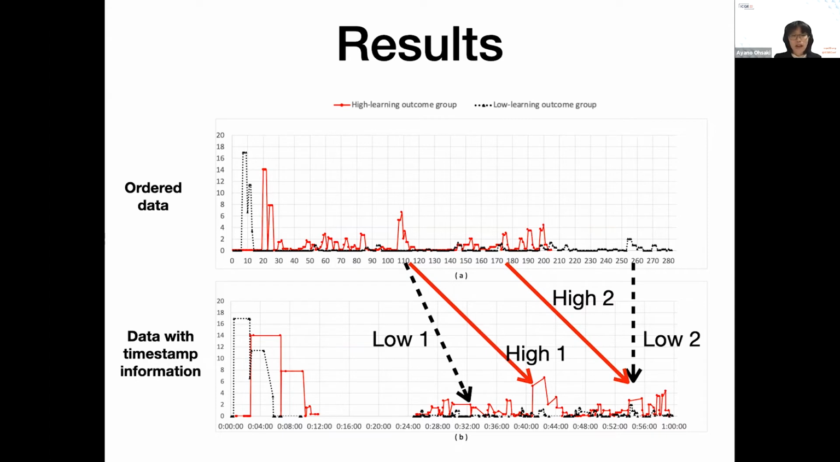The four arrows show the gap between the ordered data and data with timestamp information. Let's take the low 1 and the high 1 arrows as examples. In the upper figure, both utterances were shown almost simultaneously.